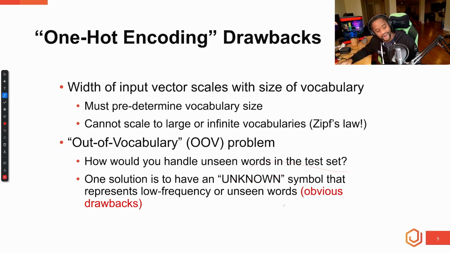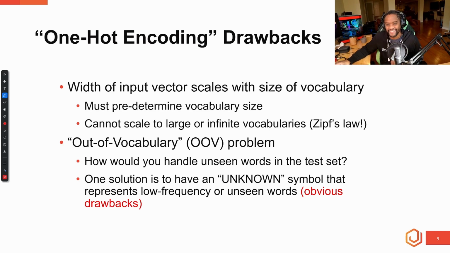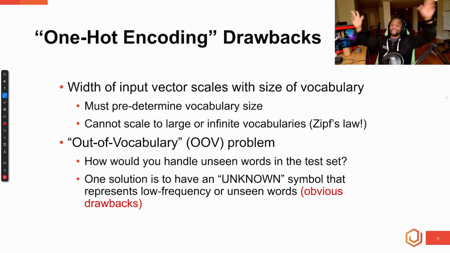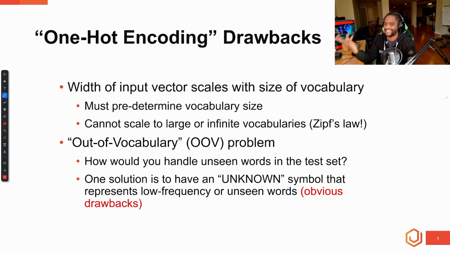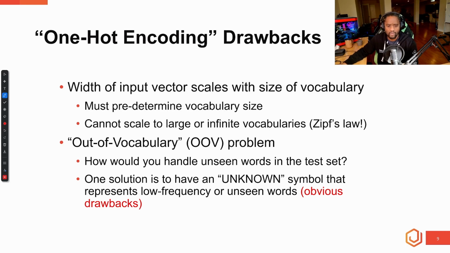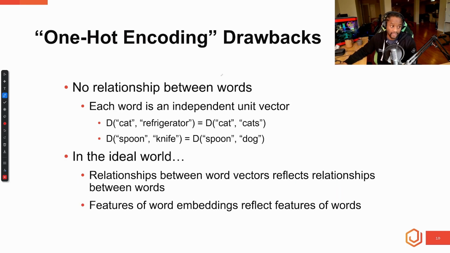Well, you could have a special one-hot encoding for unknown words. Obvious drawbacks, right? There might be something better. Like, if I saw the word jump in my data set, but I did not see the word jumped, with an ed on the end, then should I just say, I don't know what that word is, so I can't even reason as an AI model? No, that's not ideal. So that's another issue with one-hot encoding that was subsequently solved.